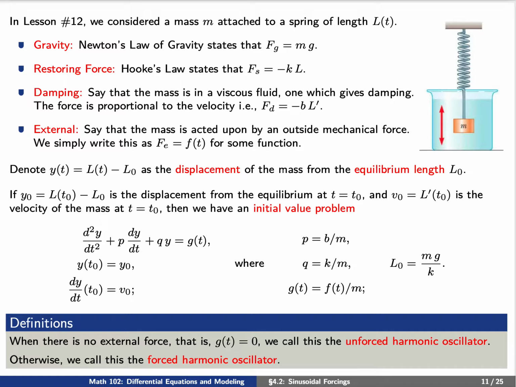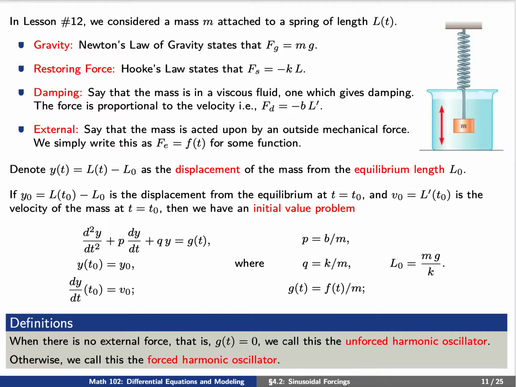As a first example, remember back in lesson 12 that we considered a mass m attached to a spring of length L. We assume that there are four forces acting on such a mass. First, the force of gravity. Second, a restoring force coming from the spring. Third, a damping force, meaning that our mass may be in a viscous fluid. And fourth, an external force.